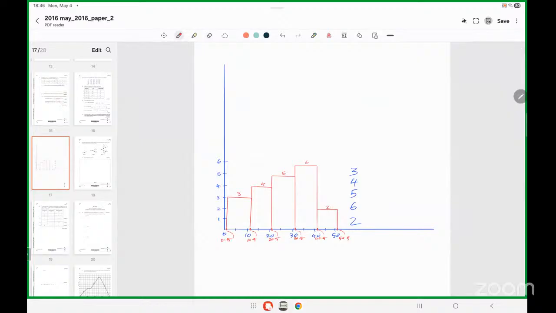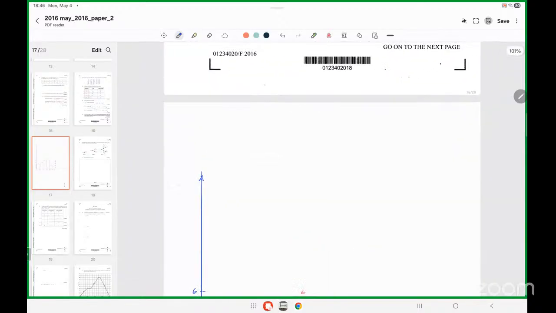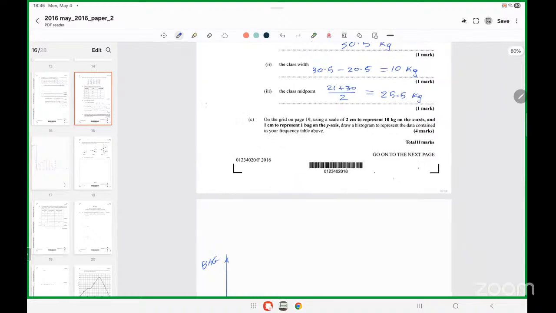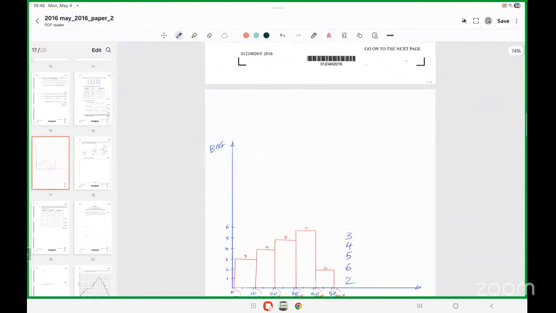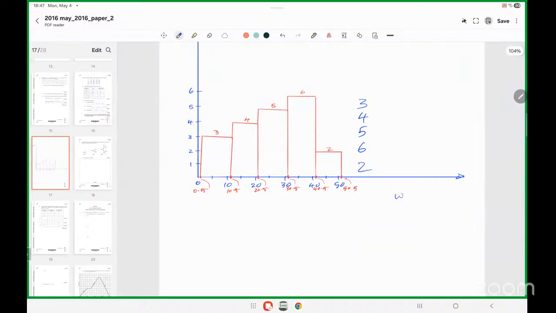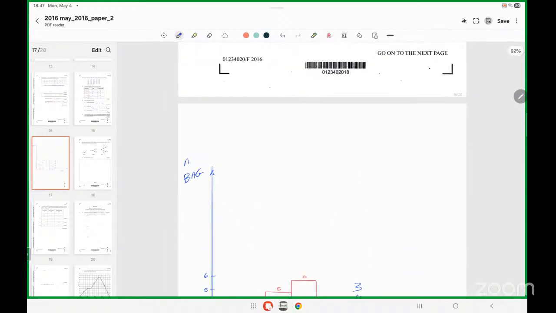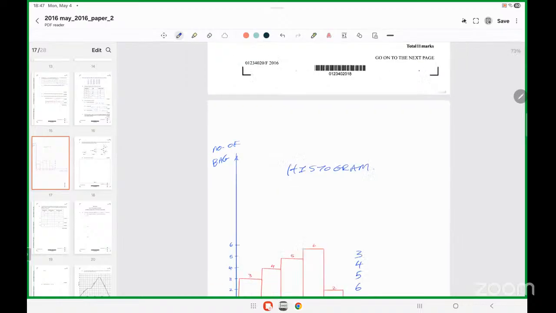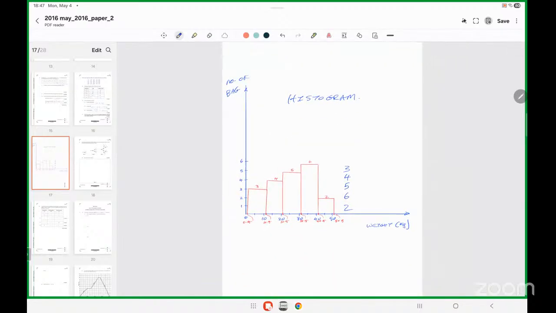All right? And label it up. That's a histogram. So what are the scores again? Up here were your bags, right? Bags. And down here was the weight, in kilograms. So the number of bags. That is your histogram. That is it. Very good.